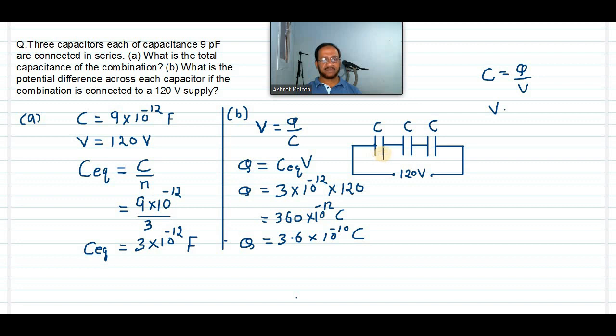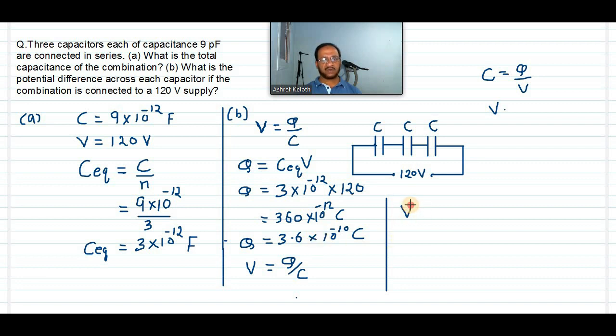for each capacitor. You remember that one. If you take only the first capacitor, that also will have 3.6 into 10 raised to minus 10 coulomb. And if you take all the three, also 3.6 into 10 raised to minus 10 coulomb. Now we can find out the potential difference across each capacitor, using the equation V equal to Q by C. What will be the charge on each capacitor? Charge on each capacitor is equal to the charge on the total network in series combination. That point you have to remember.